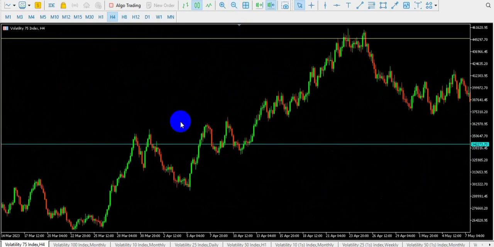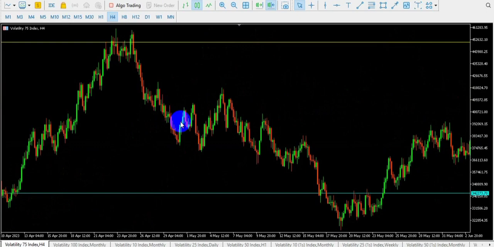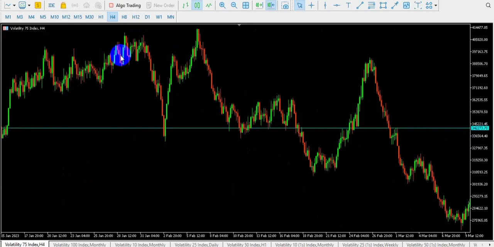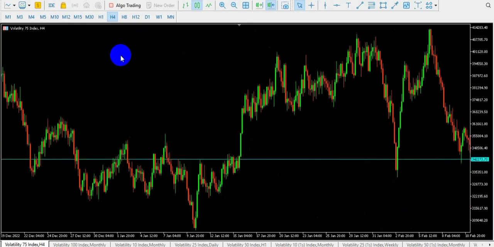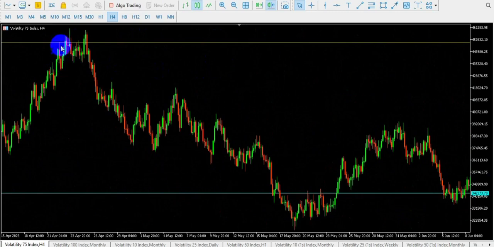Let me try and look at it. So that's what we are seeing on the 4 hours. I think this should be it. Yeah, that's it. So in the 4 hours, this is what was happening there. There was a kind of consolidation in the 4 hours.